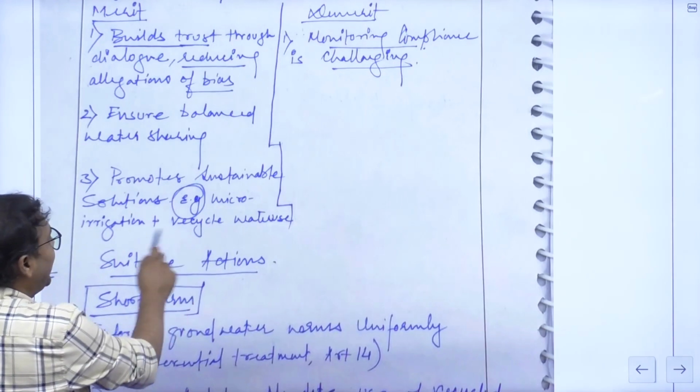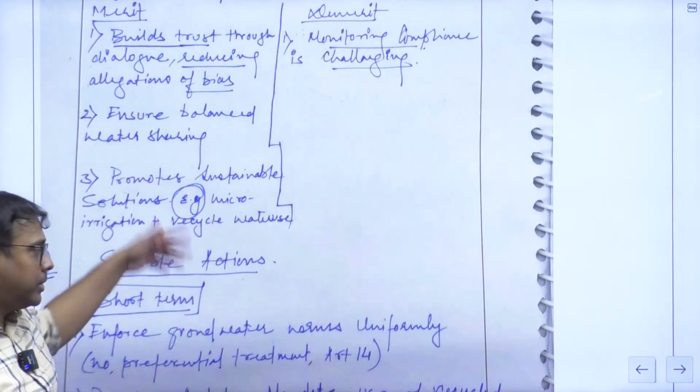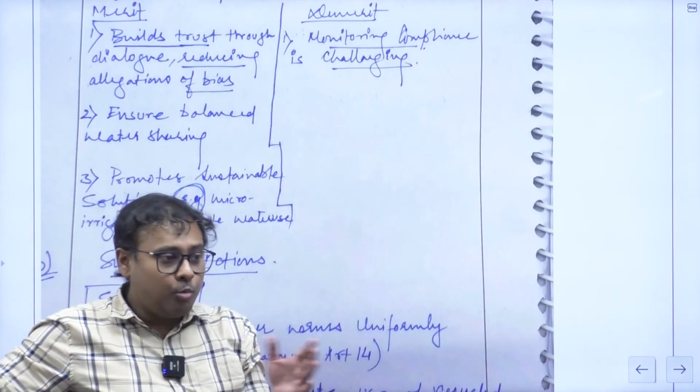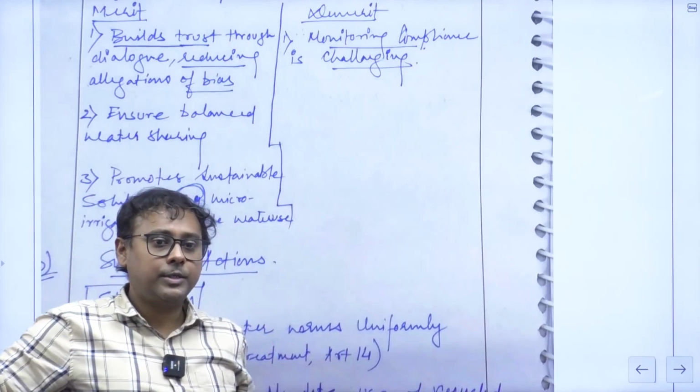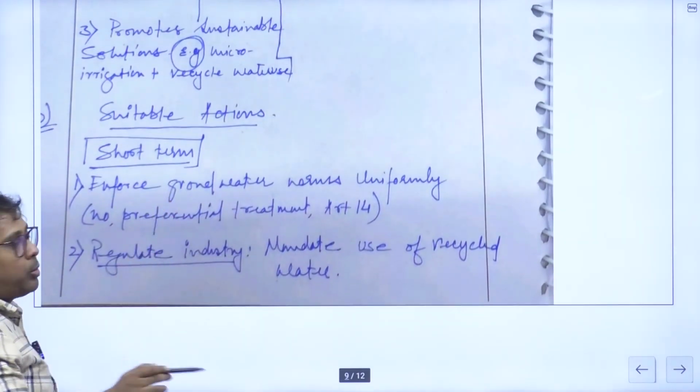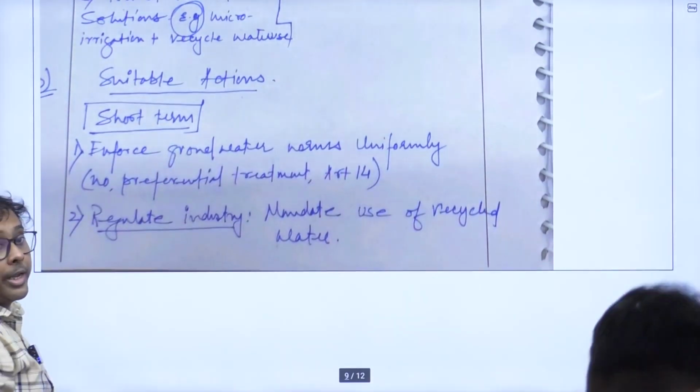Now this is long term. Micro irrigation and recycled water use. This is long term. ठीक है? What is the challenge? Monitoring compliance is a challenge because how do you monitor how much water will go here and there? ठीक है? Okay. Now, what are the suitable actions? Second, what was the second question? What are the suitable actions will you take?